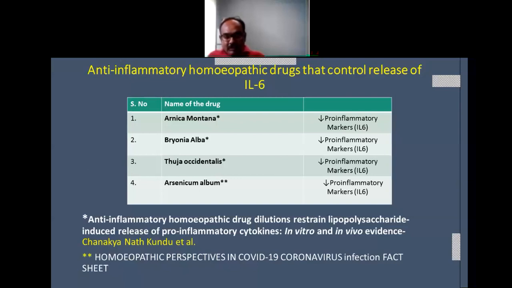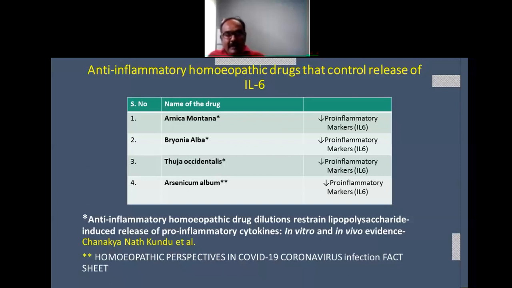Bryonia also has this anti-inflammatory action. And Thuja occidentalis also has the capability to reduce IL-6. IL-6 is a culprit, as I said earlier. Arsenicum album is already proven. In the homeopathic perspective fact sheet on COVID-19 coronavirus infection, they mentioned that it will reduce cytokines. Apart from that, Zingiber officinale, I read in one journal, reduces IL-6.